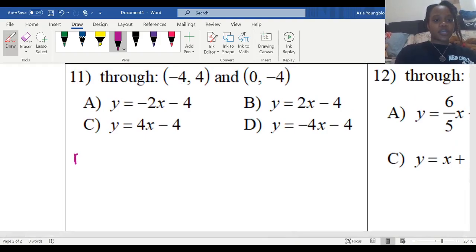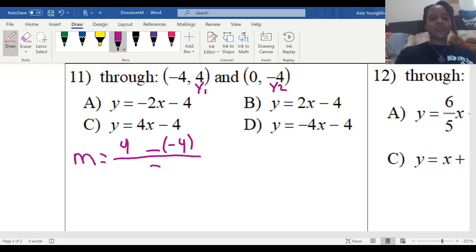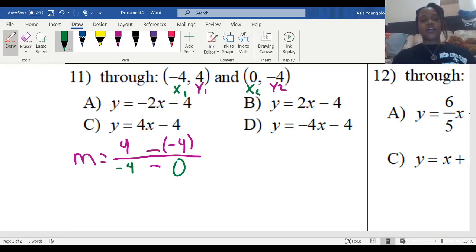Reminder, the slope formula is m equals, subtract the y's on the top, so our two y values are going to be 4 and negative 4. So 4 minus negative 4. And on the bottom, we're subtracting the x values. So that's going to be negative 4 and 0. Negative 4 and 0. Be very careful when you're setting up your slope formula.